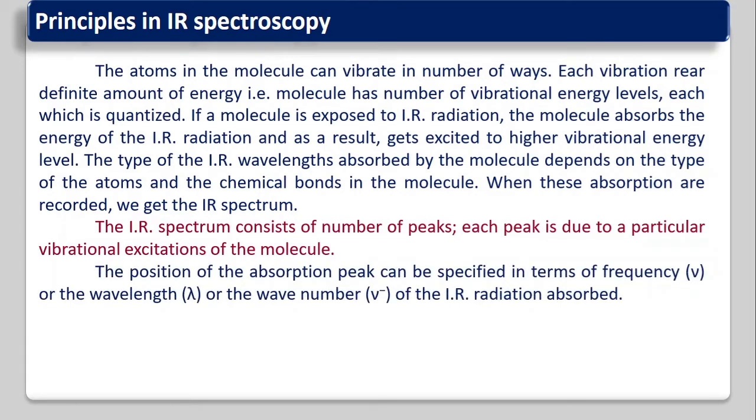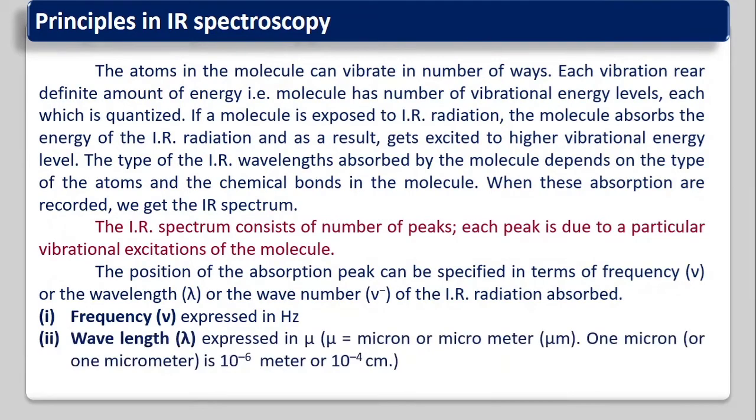The position of the absorption peak can be specified in terms of frequency nu, or wavelength lambda, or wave number nu bar of the IR radiation absorbed. So whatever the absorption peak, it can be measured either in frequency, or wavelength, or wave number. The frequency is expressed in hertz. So if that absorption is measured in hertz, then that is frequency. Wavelength, that is lambda, is expressed in micron, that is micrometer.